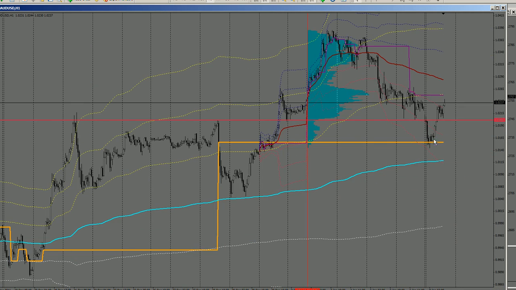At that point, we also got the average volume distribution not very far away here, so that is clearly a support area. And then if you have taken a long here at that point, your target is then at that volume peak here for the last 5 days.